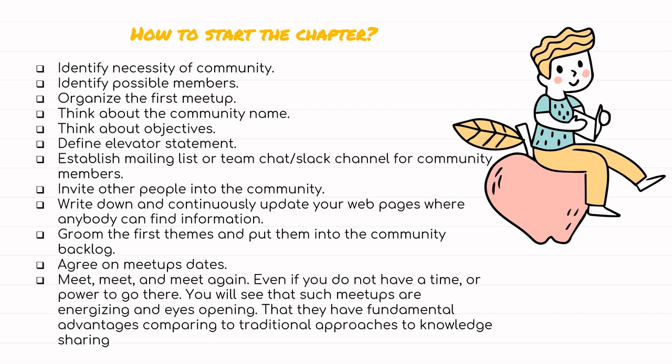Organize the first meetup. The very first meetup is a formal meetup where you can share your ideas and take ideas from others. Think about the community name. You can give your chapter some funky name, something like that. Think about the objectives. Please jot down the top three objectives, what you are going to achieve, and the elevator statement, because you need to share with the client that these are my objectives for this particular chapter and this is what we are going to achieve out of it. Okay. The other important thing is the mailing list.